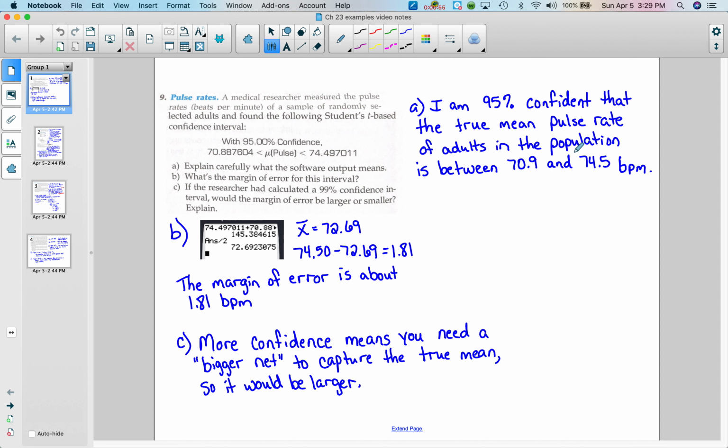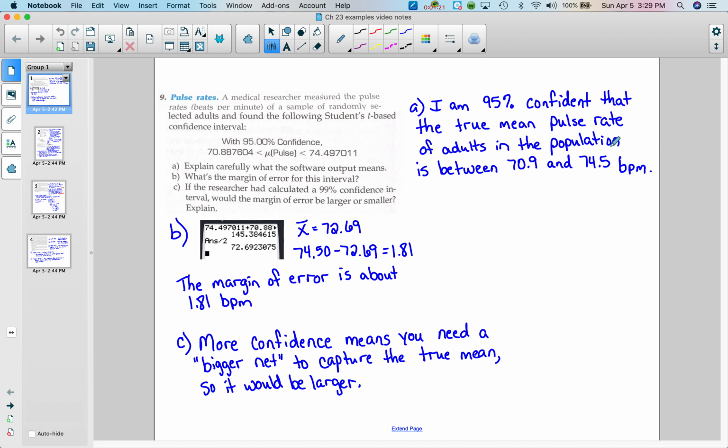So part A just says, explain carefully what the software output means. So you're just interpreting this, just like we've interpreted for proportions, except now make sure you're using the correct vocabulary. I am 95% confident that the true mean pulse rate of adults in the population is between 70.9 and 74.5 beats per minute. Don't forget to use units when they are applicable.